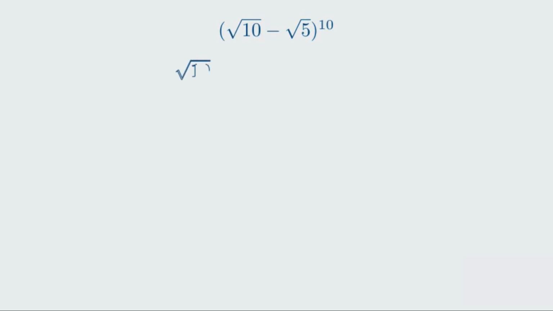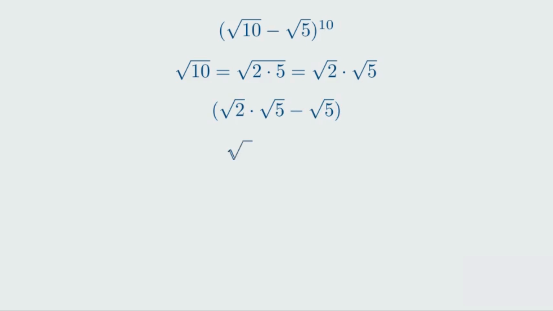Remember, the square root of 10 is the same as the square root of 2 times the square root of 5. Factoring this out might reveal something interesting. Let's substitute this back into the parentheses. This gives us square root of 2 times square root of 5 minus square root of 5. Notice that both terms now share a common factor, the square root of 5. We can factor that out.